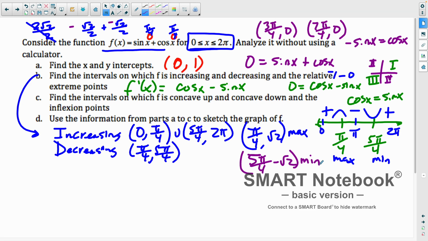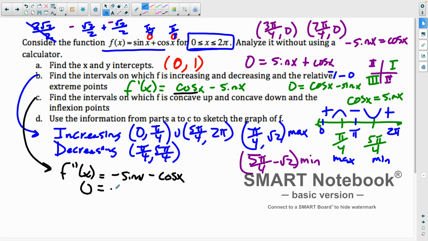So I've got my increasing and decreasing, I've got my max and my mins, I have some roots, and so I'm going to go do the last thing here. I'm going to go find the concavity and the inflection points, all right? So if I'm going to find that, I'm going to go do the second derivative. So if I look here, derivative of cosine is negative sine. Derivative of negative sine is negative cosine. That is my second derivative. I'm going to set it equal to 0.